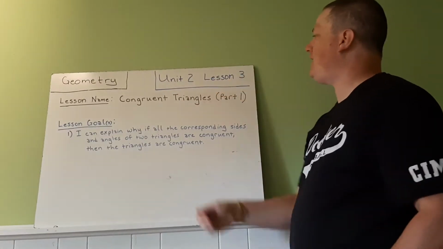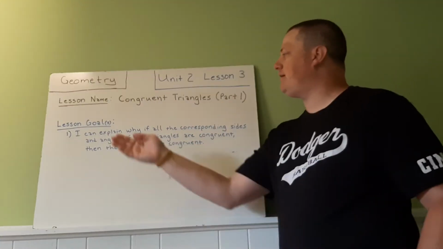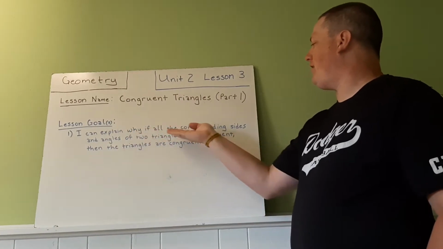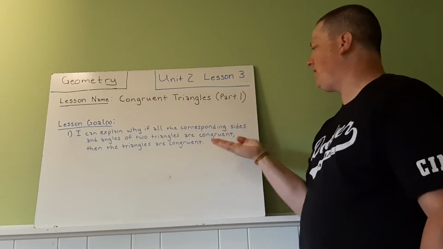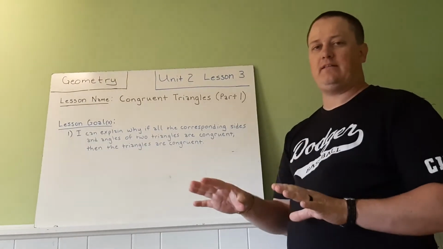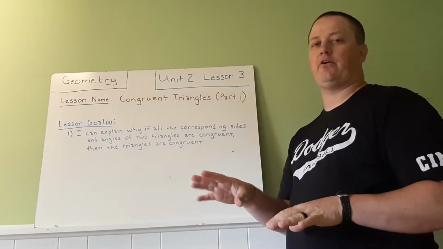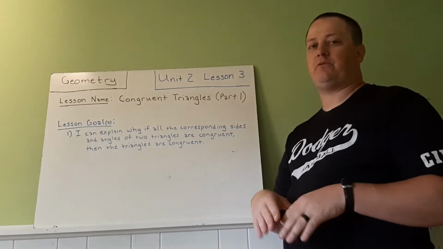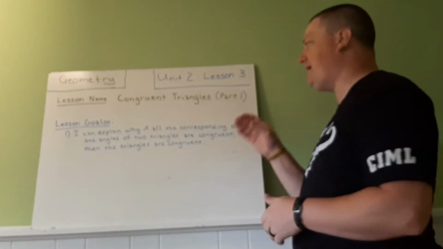All right, geometry students, let's look at Unit 2, Lesson 3, Congruent Triangles, Part 1. So one goal here: I can explain why, if all the corresponding sides and angles of two triangles are congruent, then the triangles are congruent. So what we're looking at is, if you can identify that the corresponding sides are congruent, and you can identify that the corresponding angles are congruent, then those triangles must be considered congruent triangles. And we're going to look into why that is.